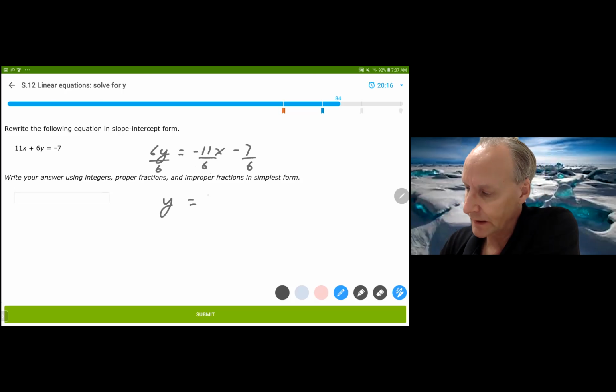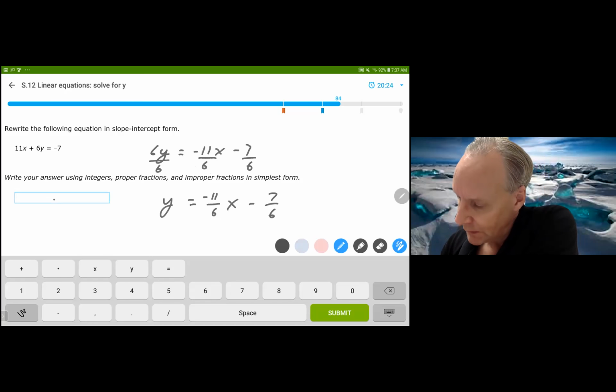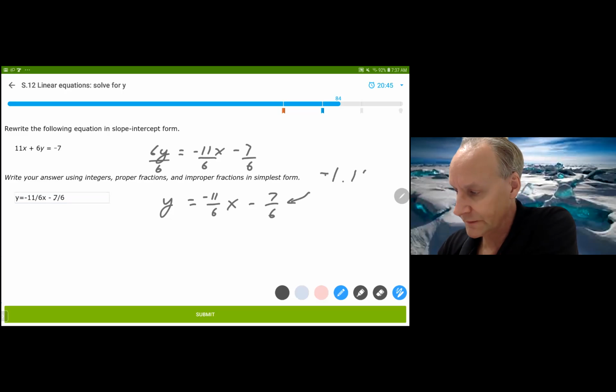I prefer to write it as negative 11 over 6x minus 7 over 6. It's just fine. There's nothing wrong with it. Y equals negative 11 over 6x. Don't forget the space. And we've got 7 over 6. And yeah, it's an improper fraction. But like I said, if you were to write this as a decimal, it would look like negative 1.16666 and so on. It's really ugly. We don't want to do that.